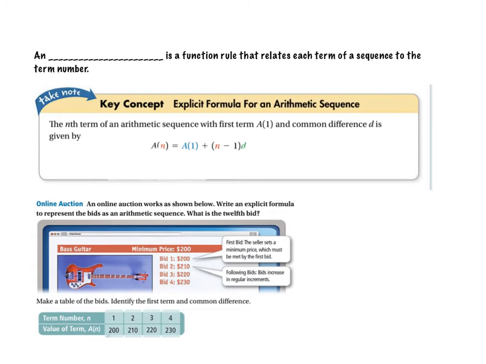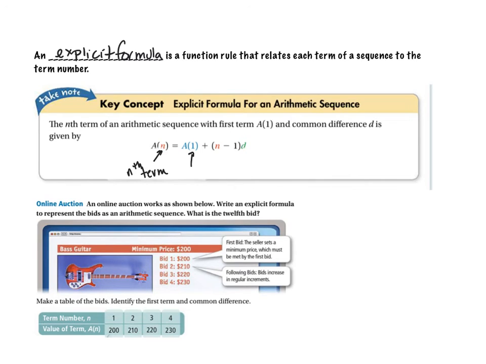All right, so another thing we'll talk about is an explicit formula. An explicit formula is a formula, as a function rule, that relates each term of the sequence to the term number. So we're going to fill in what these different things mean. A sub n is telling me I'm talking about whatever term is the one I'm talking about, so there's the nth term.